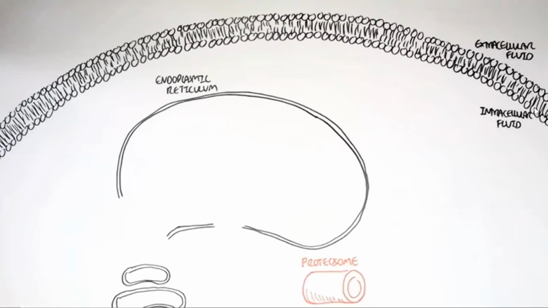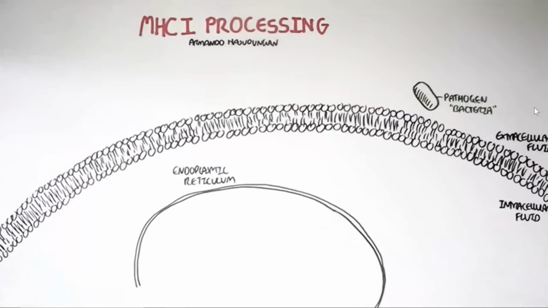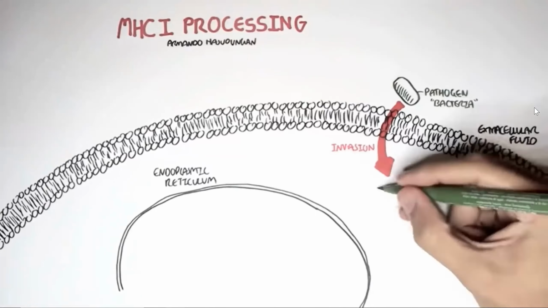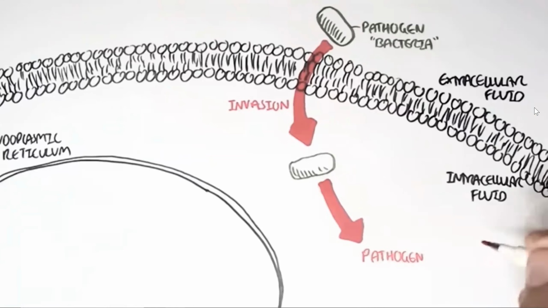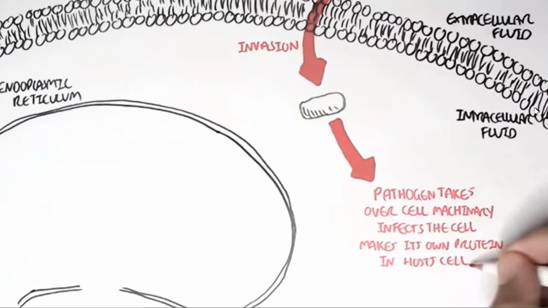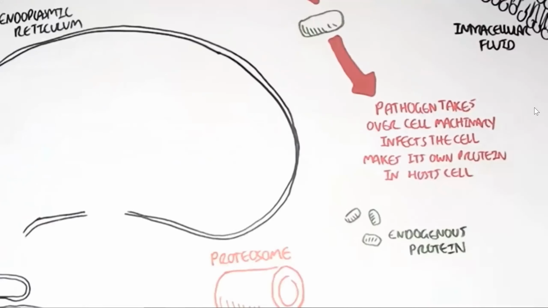So let's begin with the MHC class 1 processing. For example, a pathogen on the outside, in this case a bacteria, will invade the cell, will infiltrate the cell. The bacteria can, for example, take over the cell and multiply within the cell. It can take over the cell machinery if it was a virus. It will essentially infect the cell. And through this process, the pathogen will make its own proteins in the cell. So here I'm drawing endogenous proteins of the bacteria, for example. These are the protein products of the bacteria.